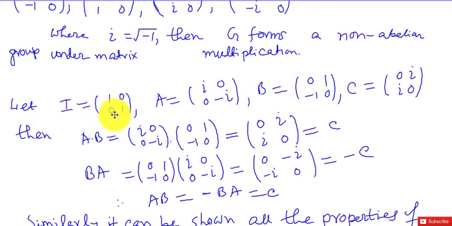Let I is equal to [[1,0],[0,1]], A is equal to [[i,0],[0,-i]], B is equal to [[0,1],[-1,0]], C is equal to [[0,i],[i,0]]. Then AB is equal to [[i,0],[0,-i]] into [[0,1],[-1,0]]. This is equal to [[0,i],[i,0]] is equal to C. Here I acts as an identity element or identity matrix.